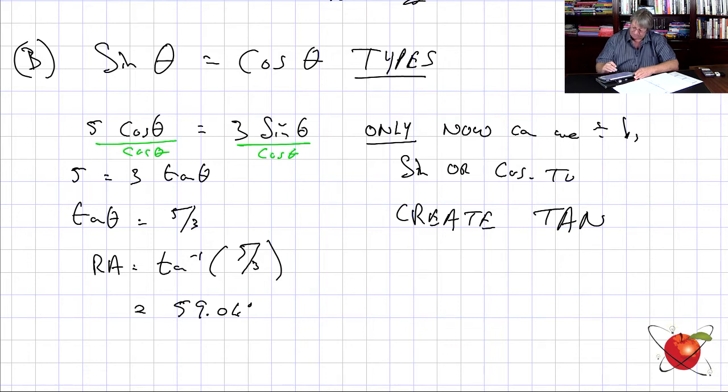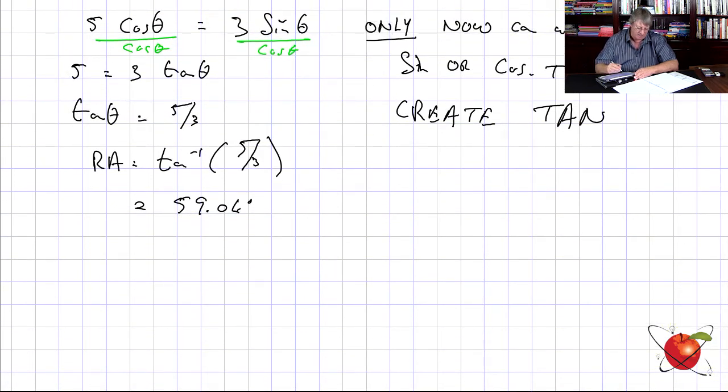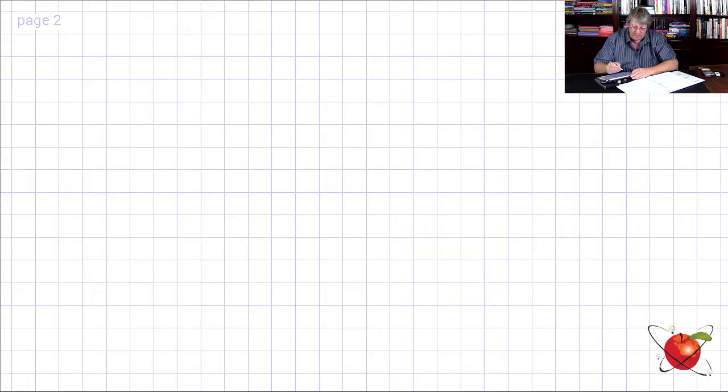Therefore, my theta is going to be equal to reference angle plus 180k, 59.04 degrees plus 180k, like so. And k element of Z. So the type is where I can divide through by cos, or sine, well, only cos really, to create tan. What if they gave us this then? Cos squared equals cos x.